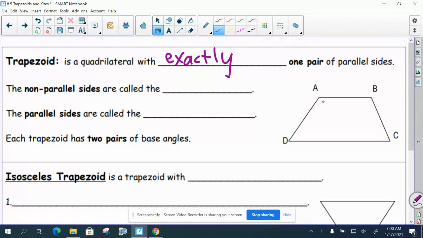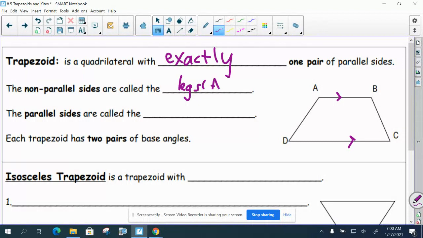Here usually it's the top and bottom that would be the parallel sides, or the base and the top. So AB here is parallel to DC. That's how you know it's a trapezoid. Now, it's a trapezoid if it only has one pair of parallel sides, so these two sides would not be parallel. If they were, then we would just call it a parallelogram and then classify it as a rhombus, rectangle, or square. So the non-parallel sides are called the legs.